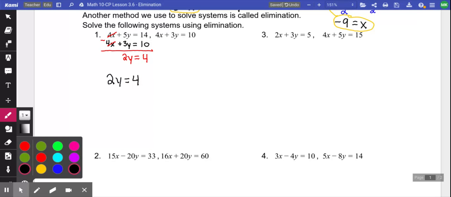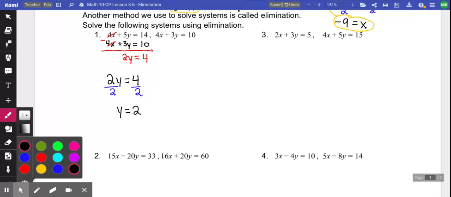Yes, sir. I know what y is. What's y equal? 2. Yeah. And so this is just like substitution now at this point, right? You got to get y by itself. And to get y by itself, you're going to divide both sides by 2. If I divide both sides by 2, I get y equals 2.